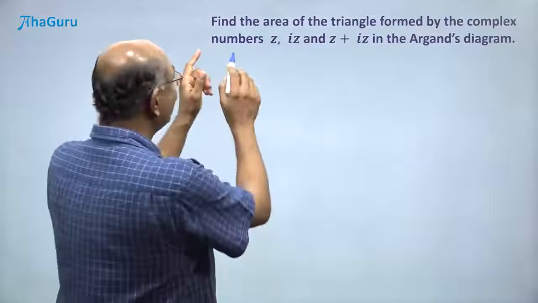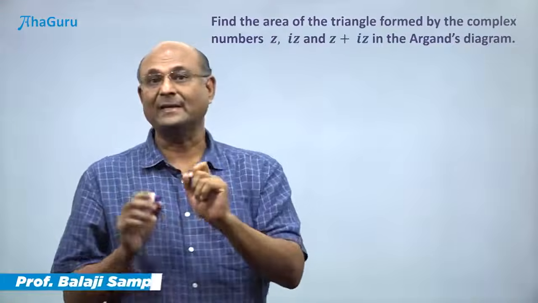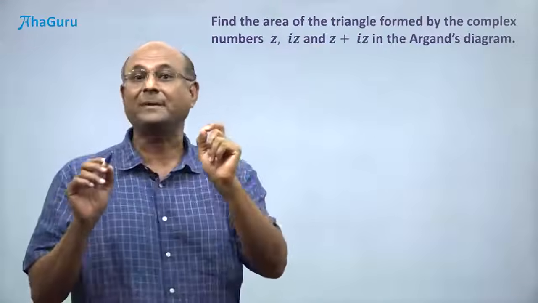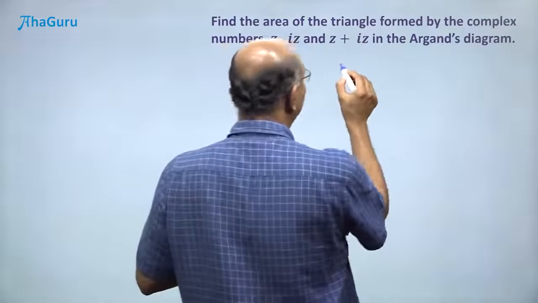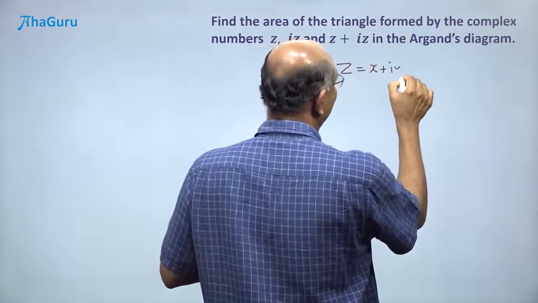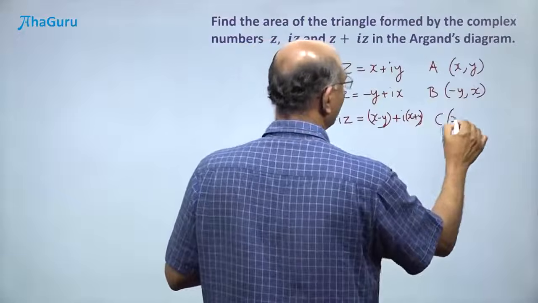How do we solve a question like this in complex numbers? The area of a triangle is asked and we have been given complex numbers z, iz and z plus iz. The most common way to solve this is to start by writing z is equal to x plus iy. Using this, we can find the vertices of the triangle.